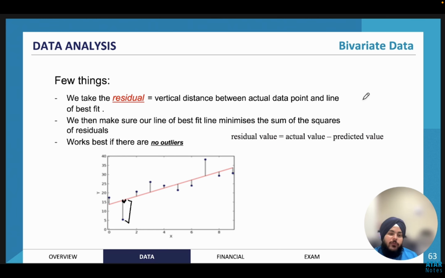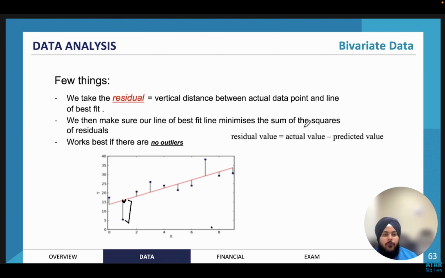And essentially what the residual tells you is how different the actual value is from the predicted value, or how far away the actual value is from the predicted value. And it only works best if there are no outliers, because if there are outliers, that outlier might be over here, but it's an outlier, that's why it's going to disrupt the value.